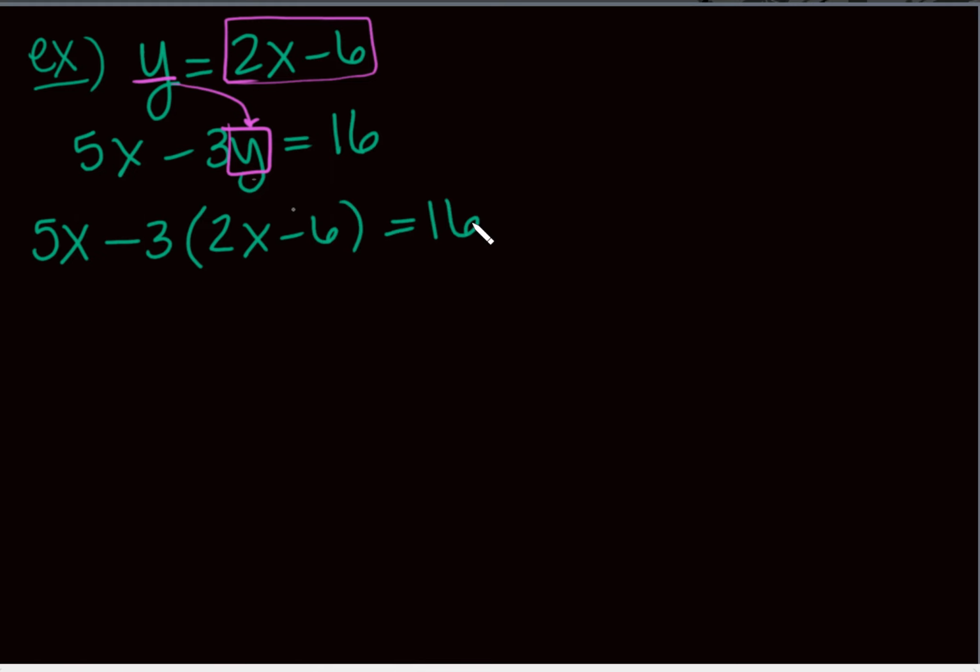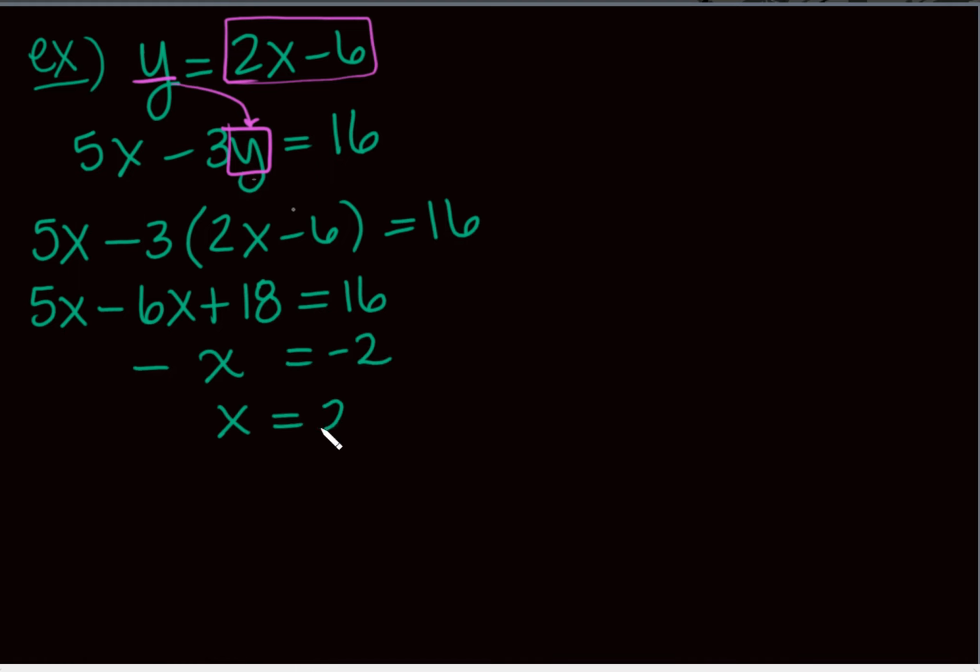And now again, I have an equation with only one variable, which makes it much easier to solve. I get 5x minus 6x, plus 18, don't forget to carry the negative, equals 16. So I have a negative x, subtract the 18, equals negative 2. So I get x equals 2.